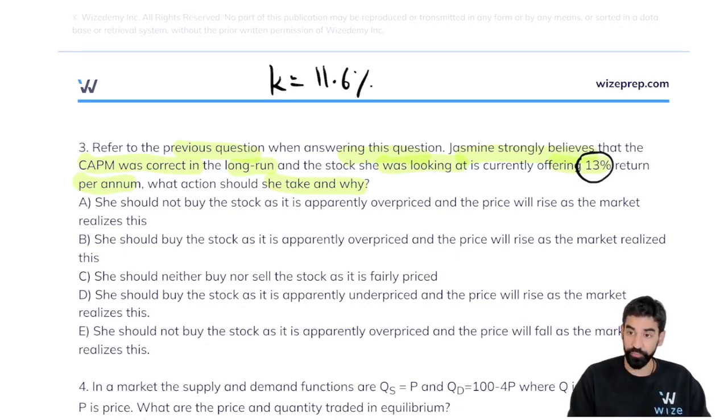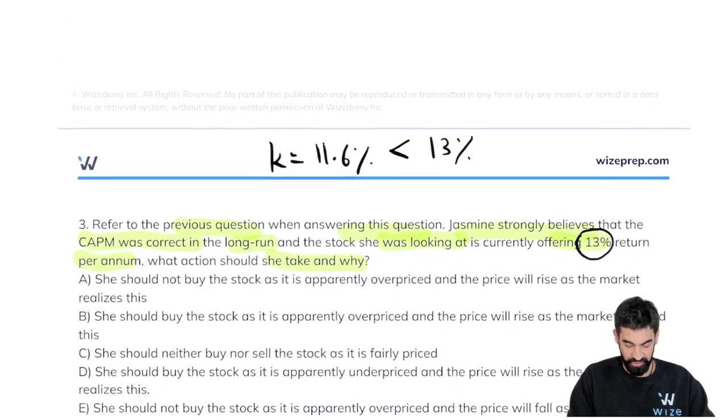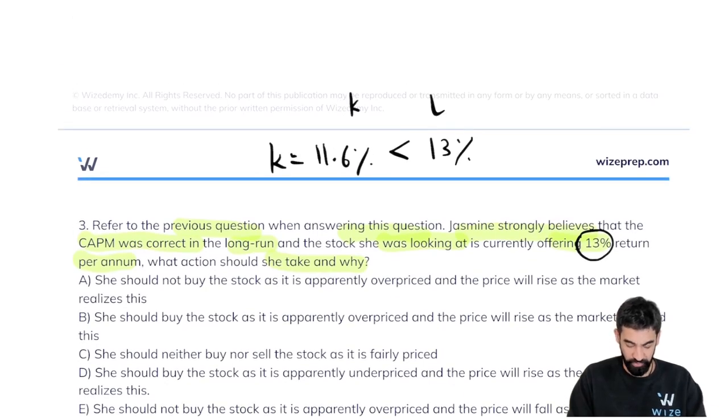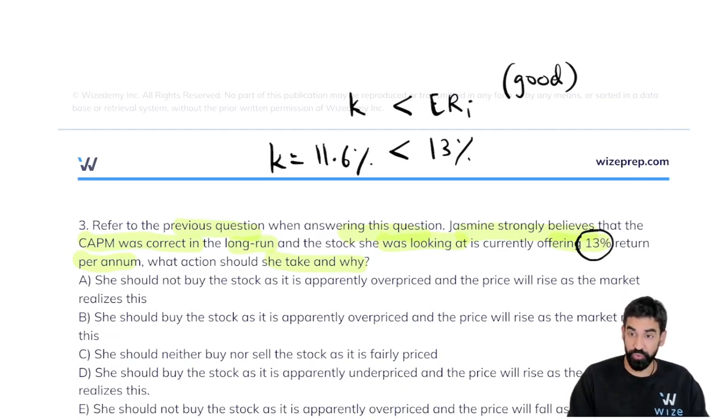It's offering more. So if the expected return is higher than the CAPM, 13% is bigger, or you could say the expected return of the individual stock is greater than the required return, then is that a good thing or a bad thing? That's a good thing. That means that you should buy it because you're making more now. You're required to only make 11.6. That's like the fair return. But it's actually paying you 13, so that means it's a good thing.